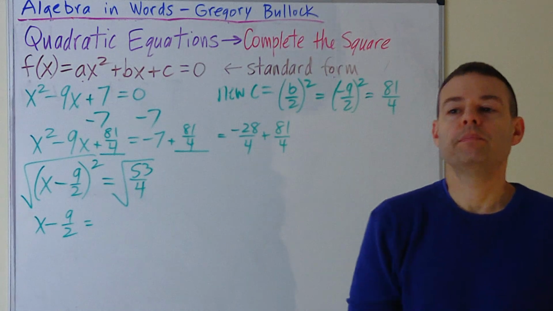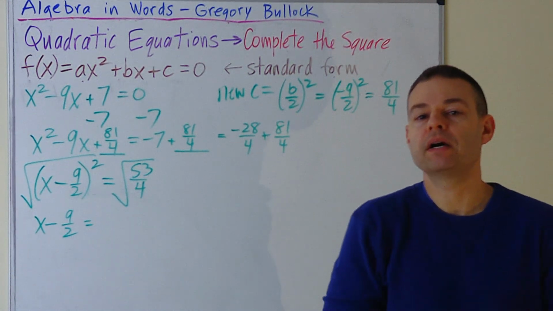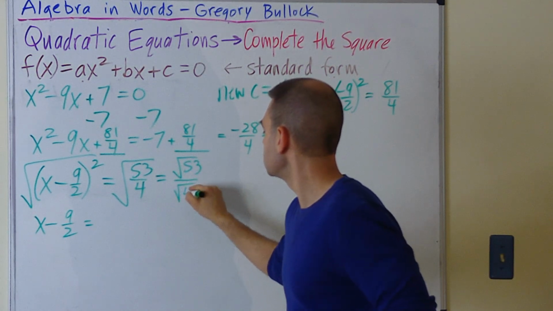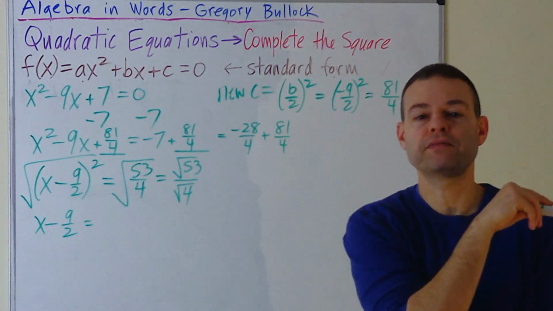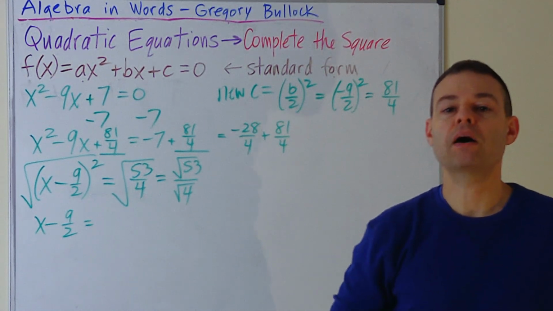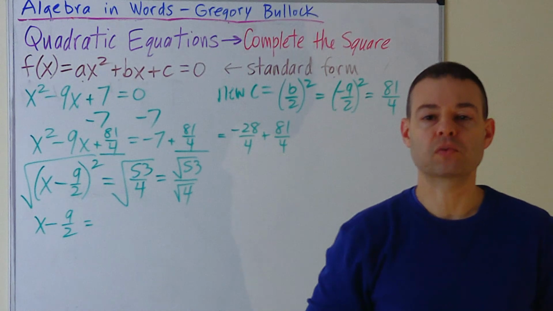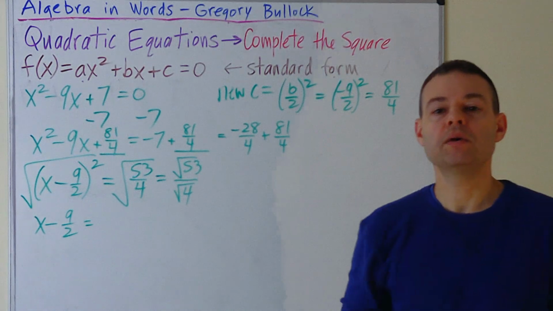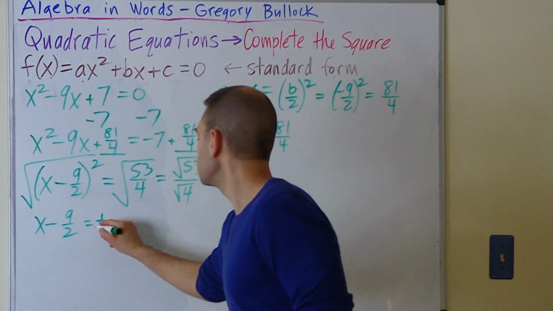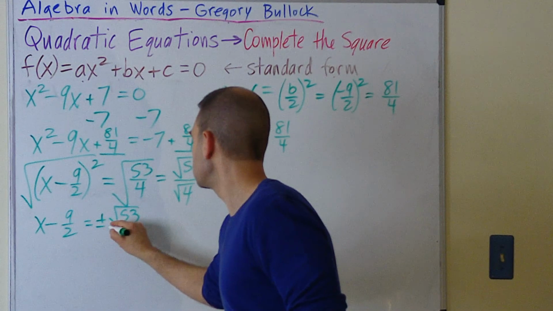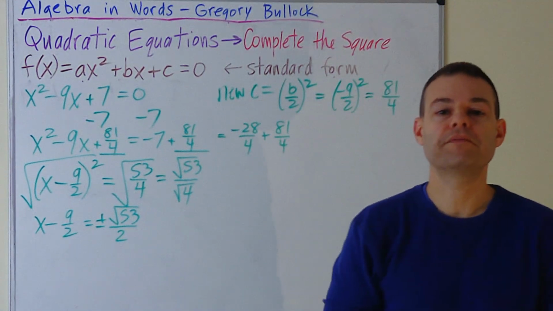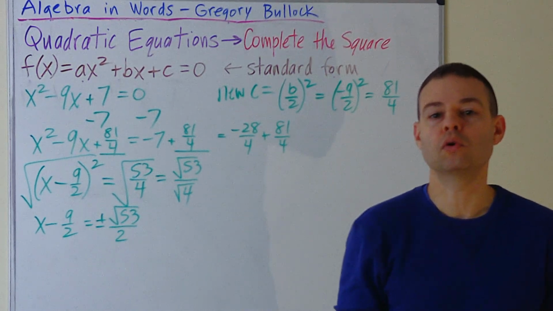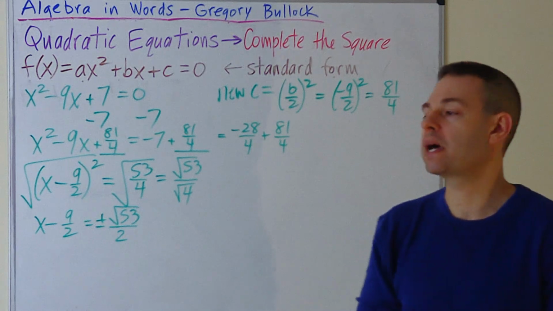And on the right, basically, we could leave it as that, but let's think of it as breaking it up into the square root of 53 over the square root of 4. And that way, since 4 in the denominator is a perfect square, we can take the square root of that. And let's reduce this now into plus or minus the square root of 53 over 2. Remember, in the denominator, we took the square root of 4 to get 2 or plus or minus 2. Don't forget the plus or minus.